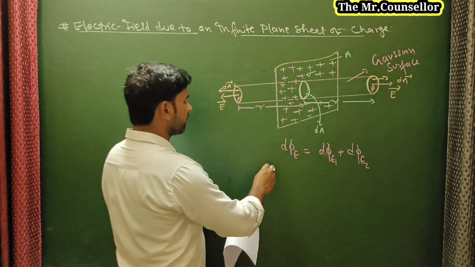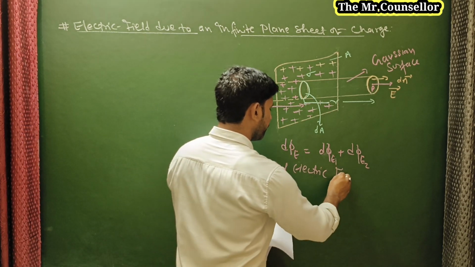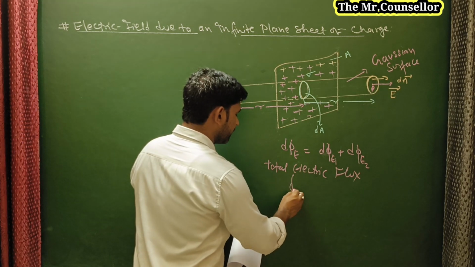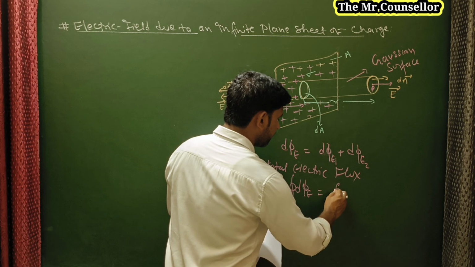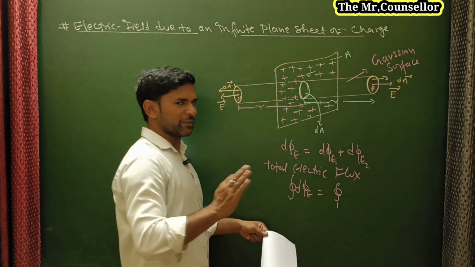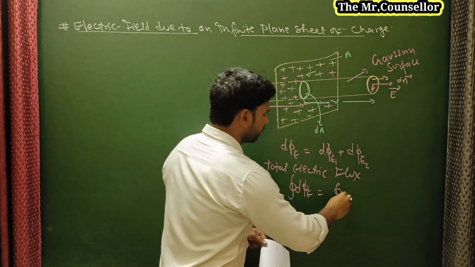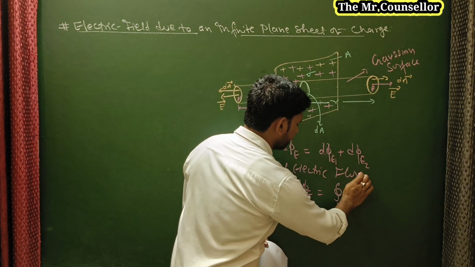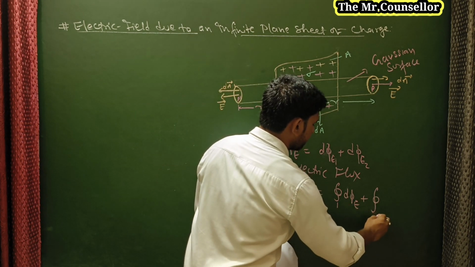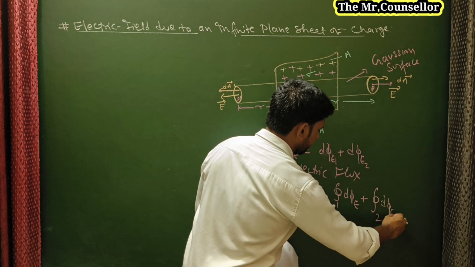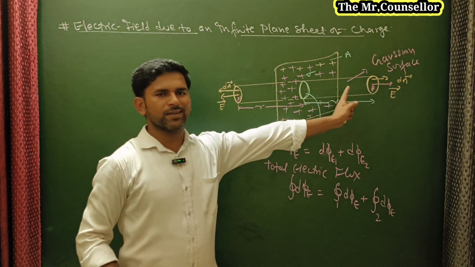Now if we consider the total electric flux, we can integrate: the closed integral of d phi E is equal to the closed integral for the first surface, the front surface, the front face. So we write d phi E like this. For the second surface, again we write d phi E. Why are we writing d phi E here? It is the same condition, because the distances are the same.